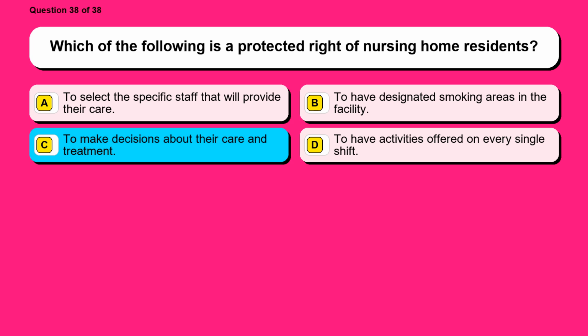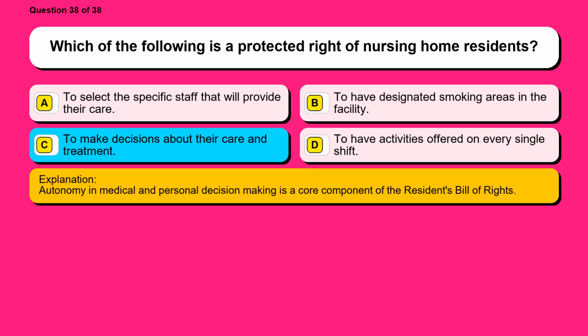The correct answer is option C, to make decisions about their care and treatment. Autonomy in medical and personal decision-making is a core component of the resident's Bill of Rights.